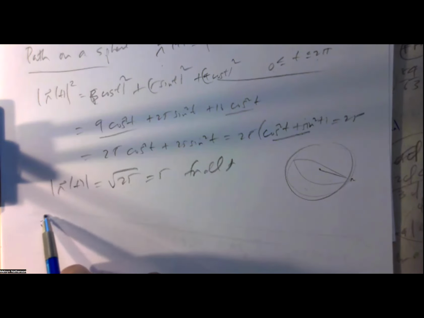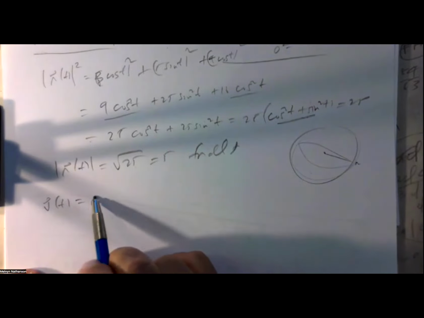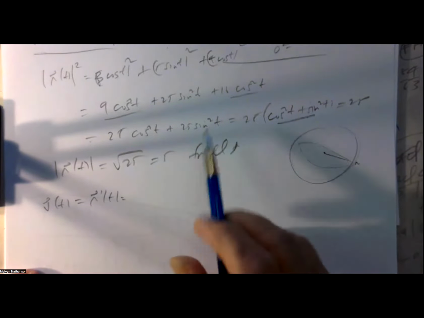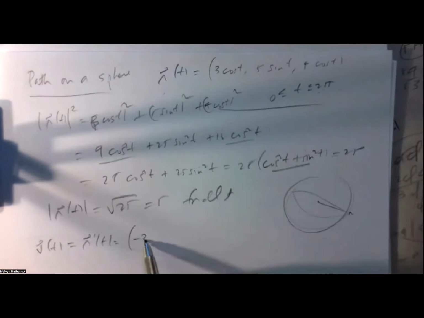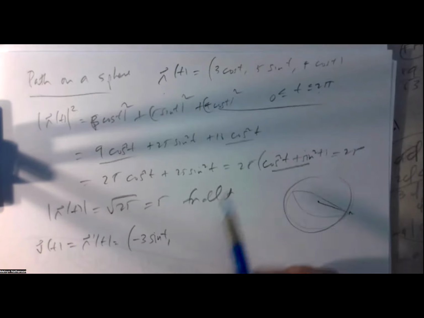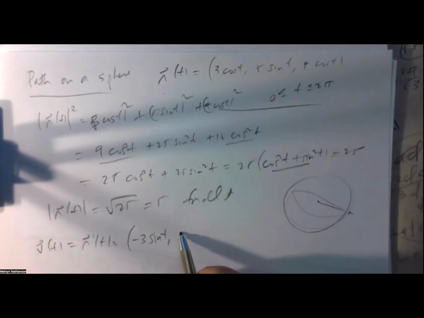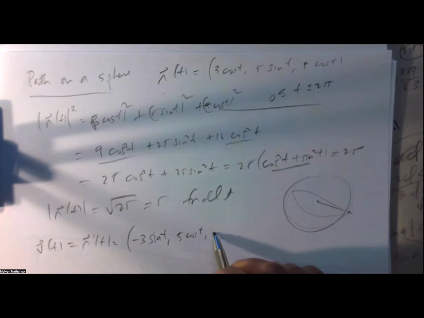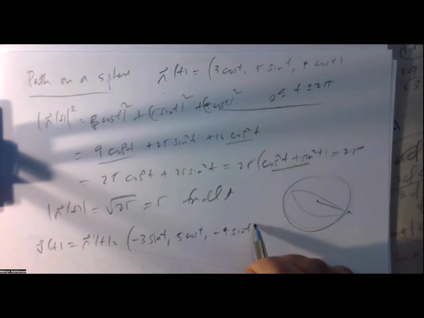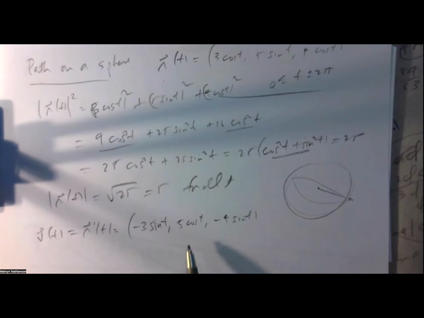What is its velocity? The velocity is the derivative of the position. So the derivative of 3 cosine t is minus 3 sine t. The derivative of 5 sine t is 5 cosine t. The derivative of 4 cosine t is minus 4 sine t. So at every instant of time, this is the velocity vector.